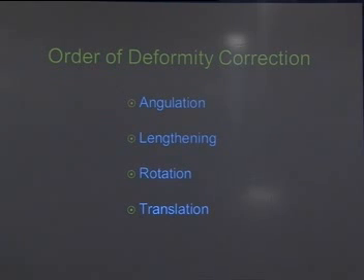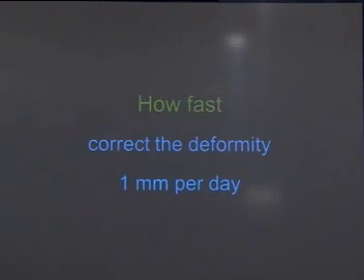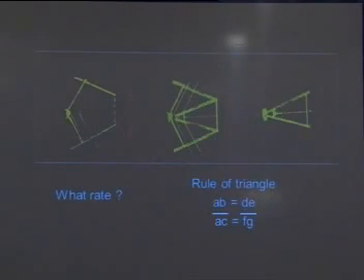The order of deformity correction is, first you do angulation correction, then you do lengthening. You can use a distraction hinge for lengthening, and later on you can do more lengthening also. Then you correct the rotation, and then you correct the translation. How fast to correct the deformity? That is 1 millimeter per day. And 1 millimeter is divided into 4, so 0.25 millimeter every 6 hourly you have to distract the bone.